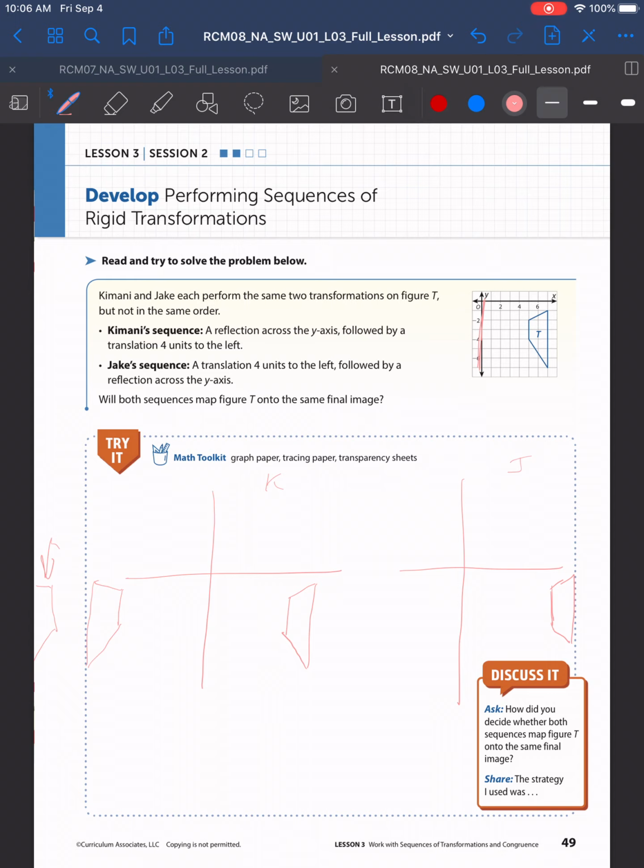Now let's think about Jake. He wants to move it 4 units to the left, okay? So it looks like it's going to be maybe right here. Okay, 4 units to the left. Pretend that my shapes are the same. 4 units to the left, then it's going to reflect across the y-axis. Then it would be like this. Are they in the same spot? Not at all. The final image for Jake is here, and the final image for Kamani is way over here.